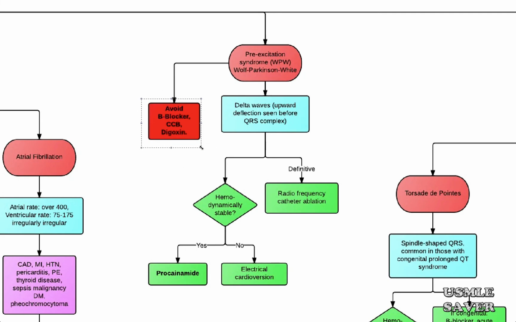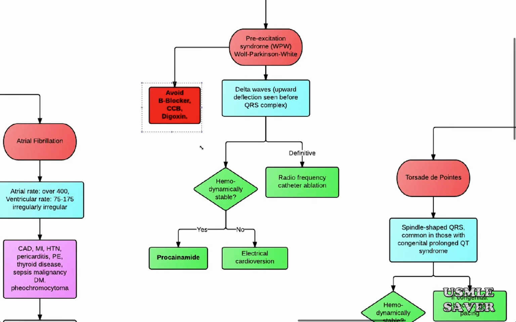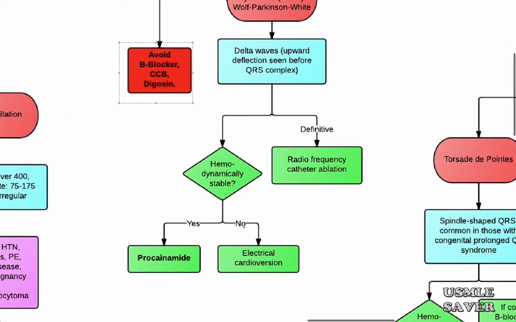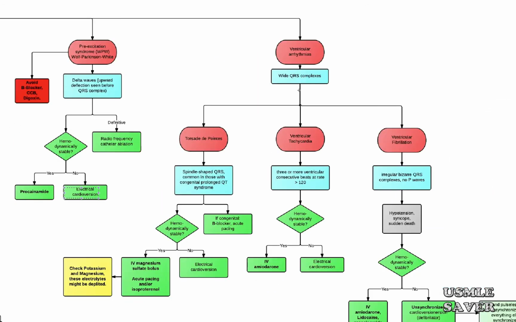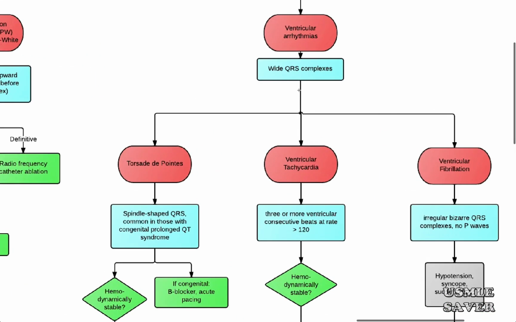For management, you want to see if the patient is stable. If yes, then treatment is procainamide, and if the patient is not stable, then cardioversion. Definitive treatment is radiofrequency catheter ablation. Okay, so let's move to our last type of arrhythmias.